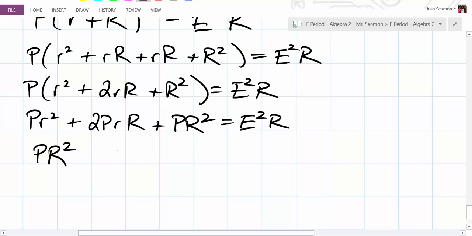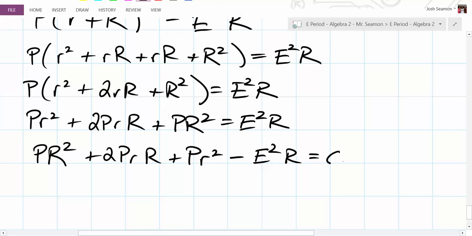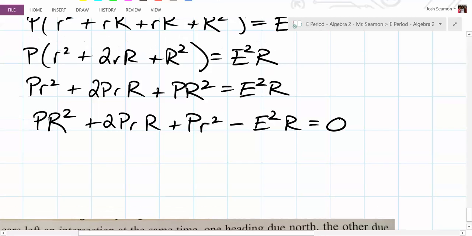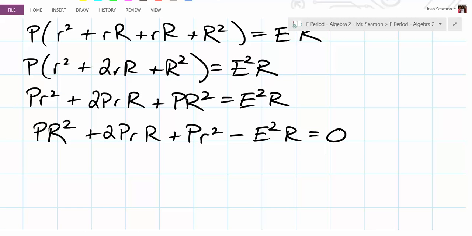PR squared plus 2PrR plus P little r squared minus E squared R equals what? 0. Now, why did I put the P capital R squared first? Because it's got the big R squared, right? That's like the x squared, right?